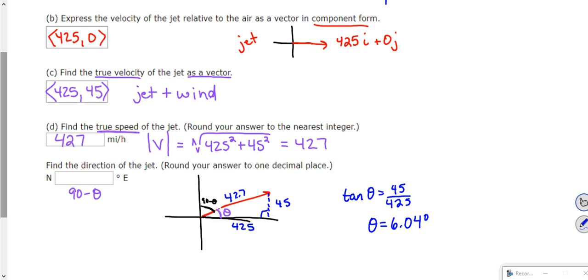Now, what did they want if we look up above? Round your answer to 1 decimal place. So now my answer here, 90 minus theta, 90 minus 6 is 84. And actually, I should probably be more exact since they want 1 decimal place. I'll put 84.0. I don't know if they would count just plain 84 wrong, but if they want 1 decimal place, I'd probably put 84.0 to be on the safe side. Okay. All right. Next one.